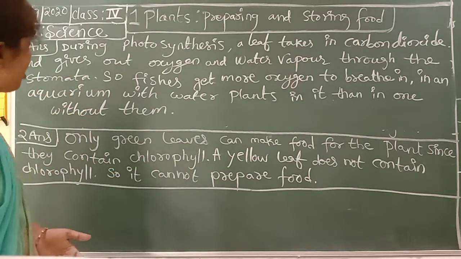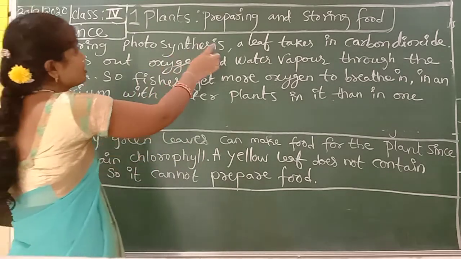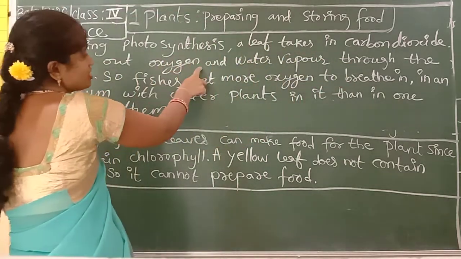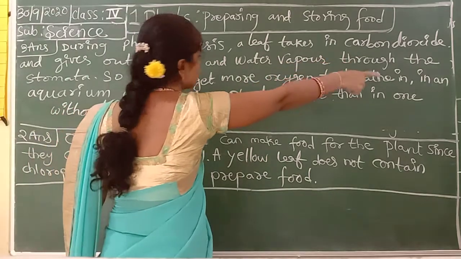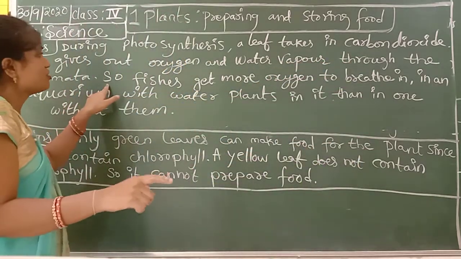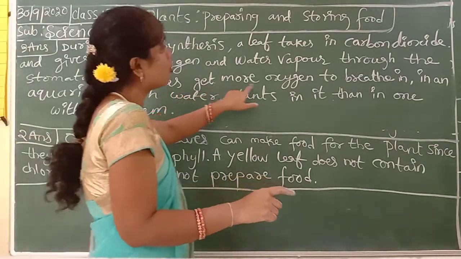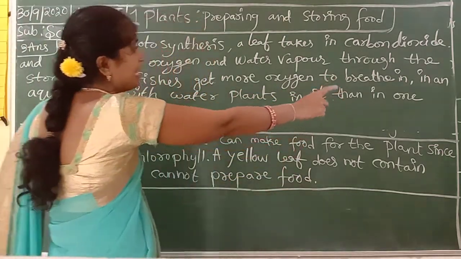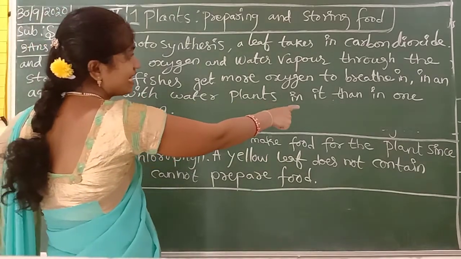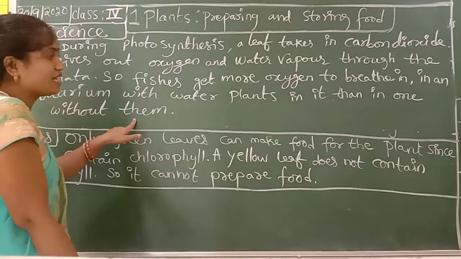Okay children, once you have to observe. During photosynthesis, a leaf takes in carbon dioxide and gives out oxygen and water vapor through the stomata. Okay, you know very well this process. So, fishes get more oxygen to breathe in an aquarium with water plants in it than in one without them.